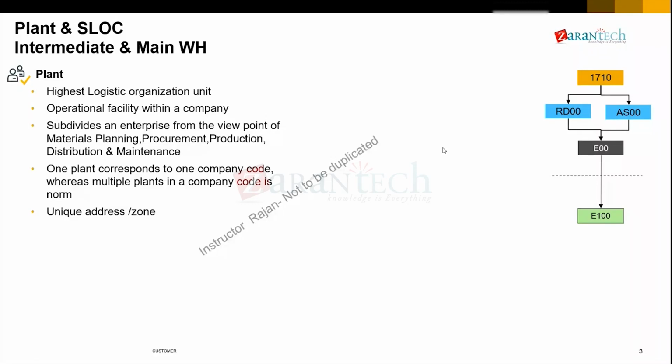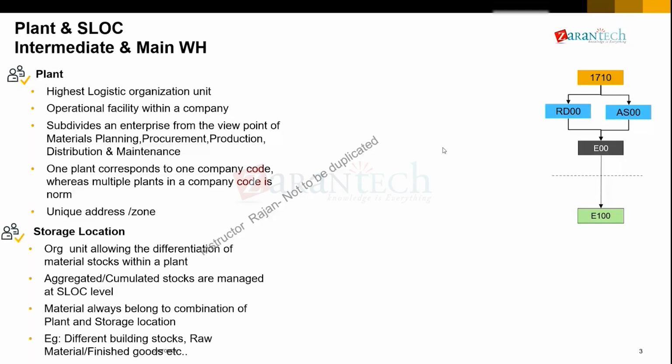But we are interested in the distribution centers, or the warehouse as a plant code. So one plant corresponds to one company code, and multiple plants can be in one company code, not the other way around. One plant can't be in multiple company codes. The plant is the one which brings in the address and zone information. We don't have a plant concept in EWM. That's why we have the supply chain unit.